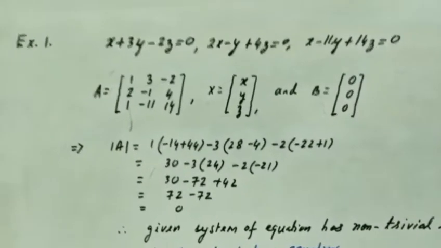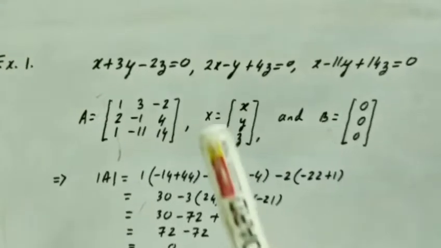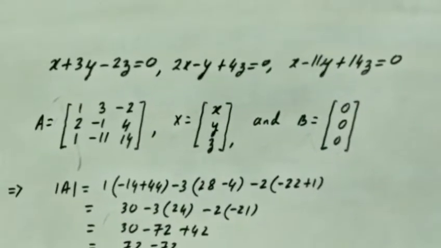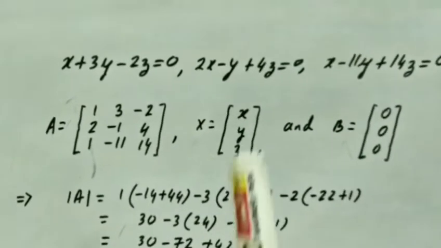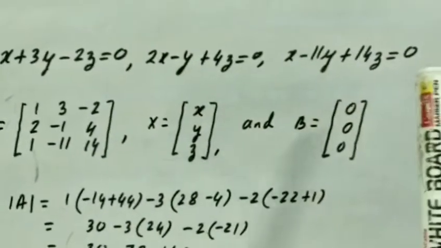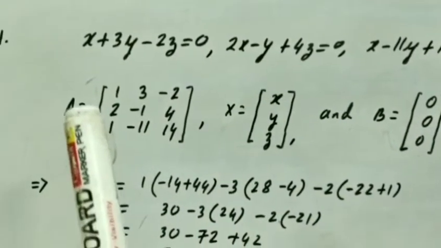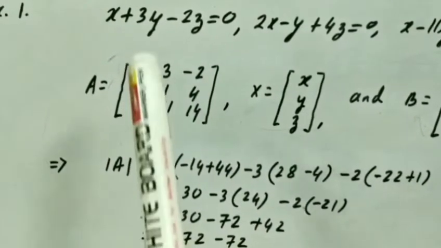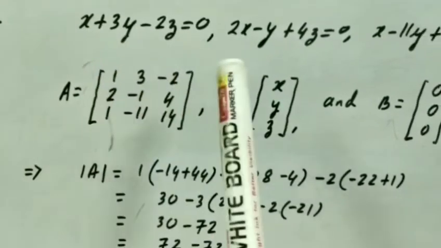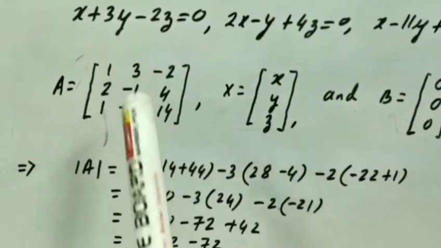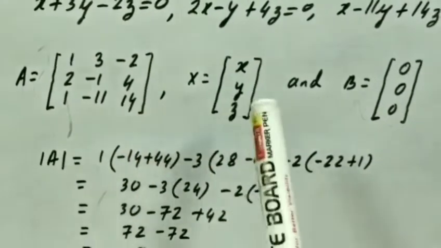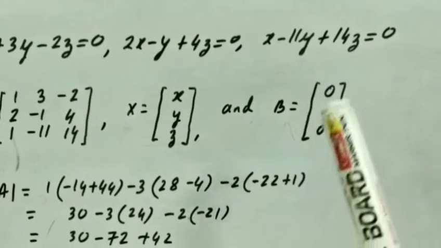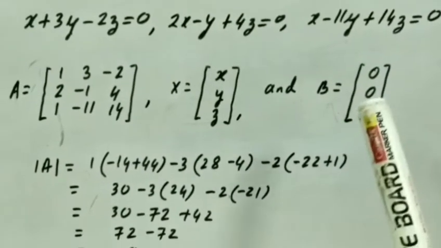So, a few examples. We have three homogeneous linear equations in three variables. Homogeneous because the constants are 0. The first step is to find the coefficient matrix. The first column consists of the coefficients of x: 1, 2 and 1, then the coefficients of y similarly, and the coefficients of z. This is the variable matrix and this is the constant matrix. It is a null matrix, and because of this it is called homogeneous.